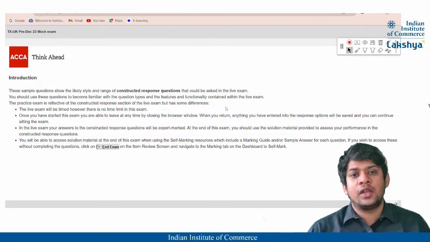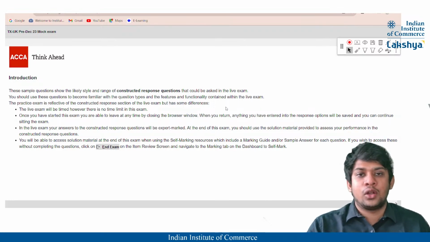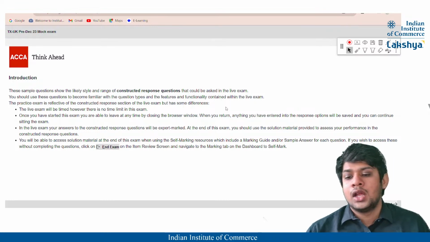Also, it is better to give your papers directly through the CB platform, so you will be very comfortable and familiar with it. It will be very convenient for you when you actually give the examination at the center or at your home base, wherever. Okay.